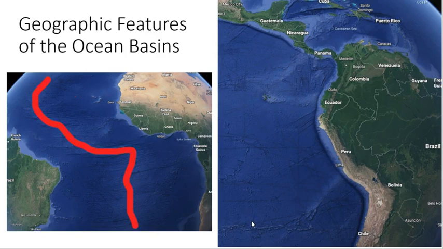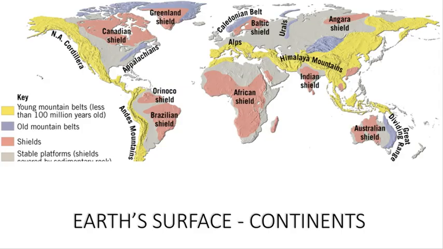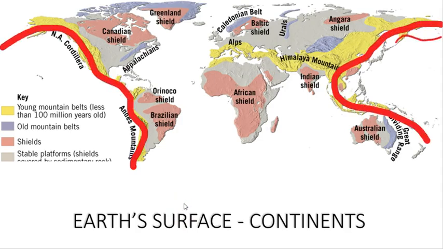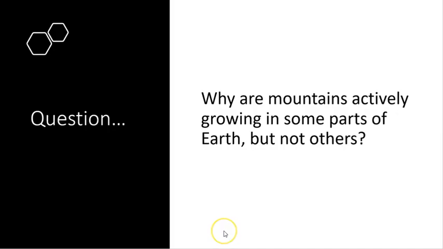The ocean basins also contain the deepest places on Earth, the trenches. These are mostly along the edges of the continents and can be deeper than Mount Everest is tall. On the continents, the most prominent geographic features are the mountain ranges. Most generally, these are found in regions, one encircling the Pacific Ocean, the other running west to east through Europe and Asia. Why are mountains actively growing in some parts of Earth but not others?